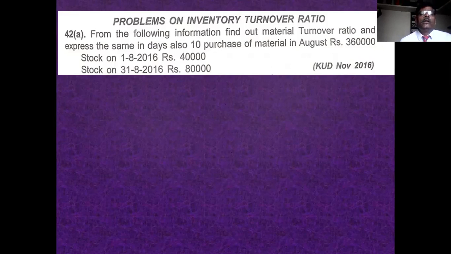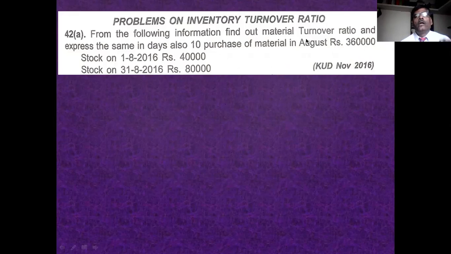Okay, so here is one example. From the following information, find out the material turnover ratio and express the same in days. Express the same in days. And a 10 number is printed there. I don't know why, that is a misprint. You don't consider that 10. Leave that 10.